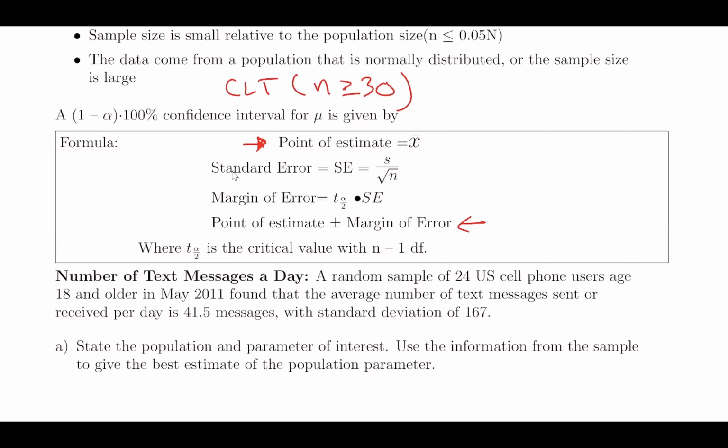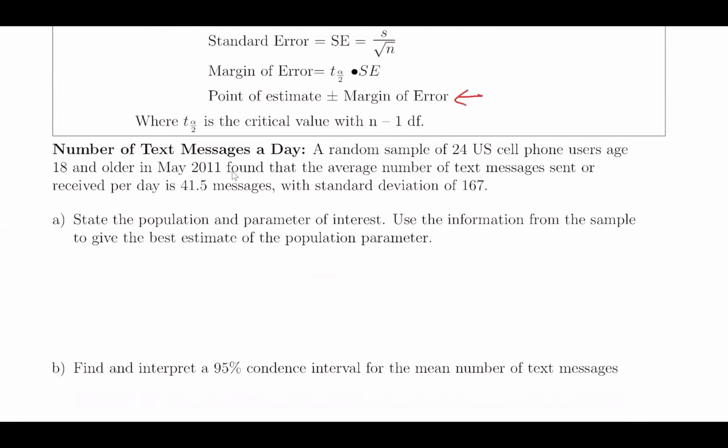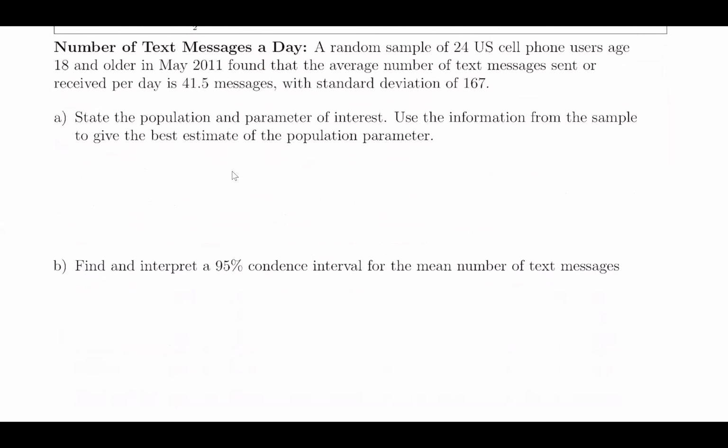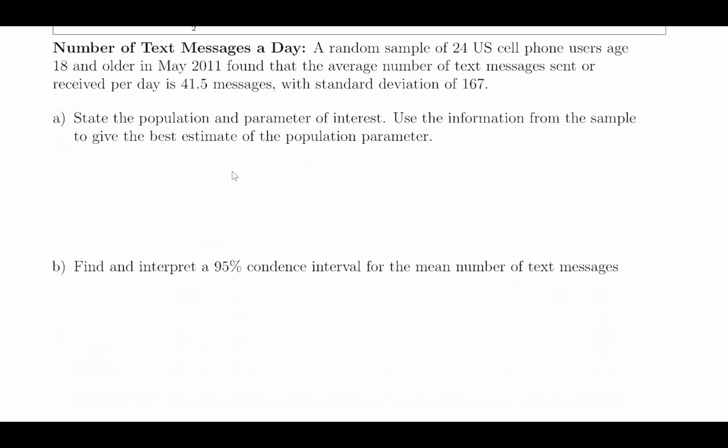All right, so let's go ahead and do the very first problem. It says a random sample of 24 US cell phone users age 18 and older in May 2011 found that the average number of text messages sent or received per day is 41.5 messages with a standard deviation of 167. So the first thing we're going to do is write down all of the information that's given to us.